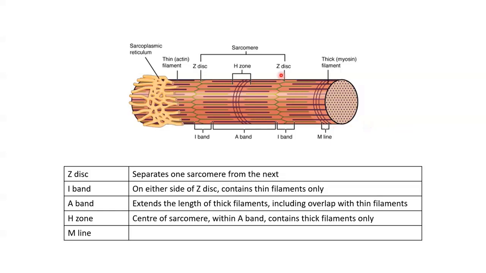The H zone is this narrow region in the center of a sarcomere. This contains our thick filaments only, but no thin filaments. And in the very, very center of the sarcomere, which lies within the H zone, it's not labeled on this image here, it's labeled down here, that very middle line is what we call the M line. And so the M line anchors the thick filaments to the center of the sarcomere. So it keeps it in the center of the sarcomere, which when we start talking about how the muscle actually contracts and the sliding filament theory, you'll understand how important this is.